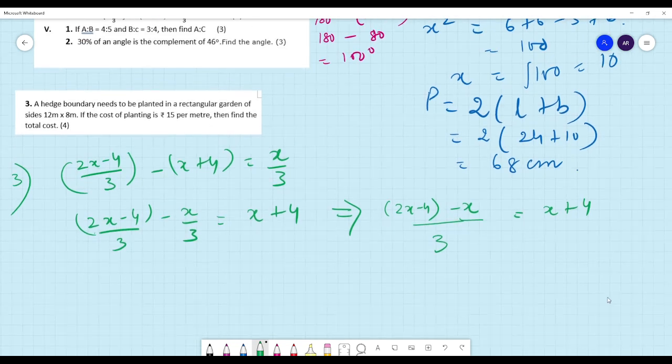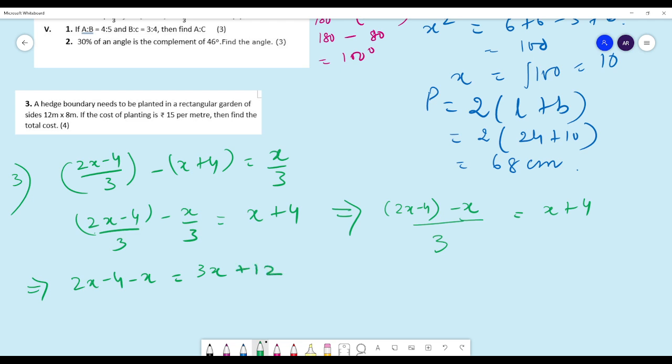How does this move? This moves like 2x minus 4 minus x equals to, now 3 gets multiplied with this entire thing. So this becomes 3x plus 12, because this 3 will be multiplied by x and this 3 will be multiplied by 4 as well. So what do you have over here? x minus 4 equals to 3x plus 12.